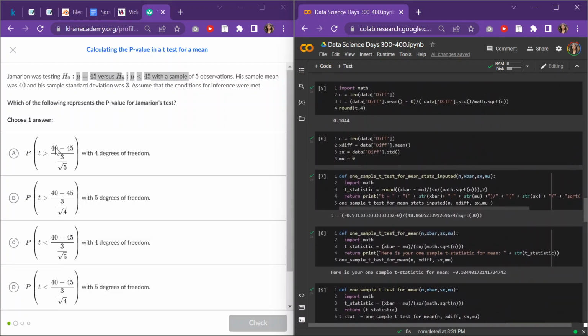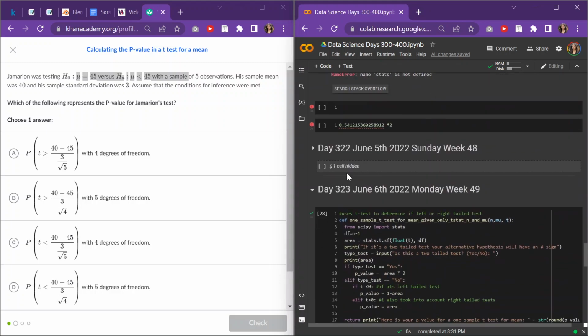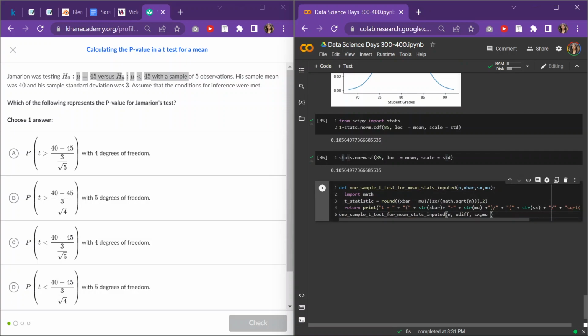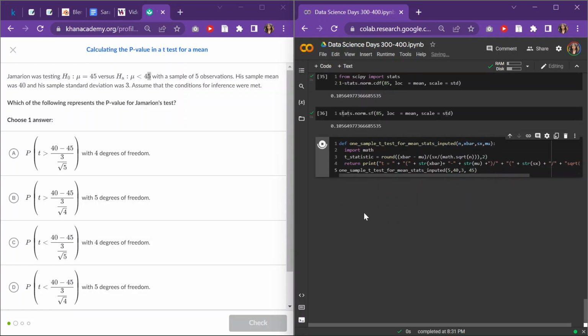I even went as far as to write a function that would give me exactly this. This one is the one by parts. I'll paste this one in. My n says 5 observations, so I'll change my n to 5. My x bar would be my mean, and that would be 40. Then my standard deviation, they would usually say it, 3. And then my mu is whatever number's here, which is 45, and I would just run it, and it would give me the thing by parts.